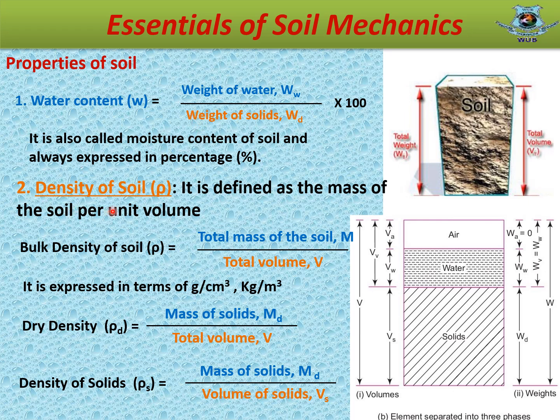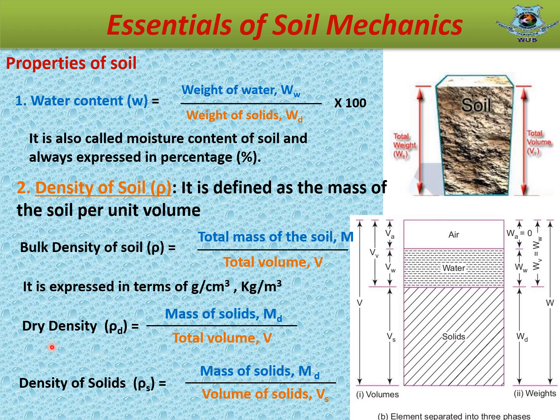Density of soil. The density of soil is defined as the mass of soil per unit volume. Bulk density. The bulk density or moist density is the total mass of the soil per unit of its total volume. So we can say bulk density of soil ρ equal to total mass of the soil m divided by total volume V. It is expressed in terms of gram per centimeter cube and kg per meter cube.